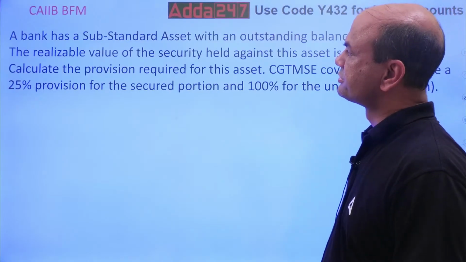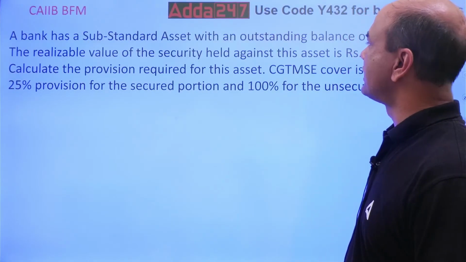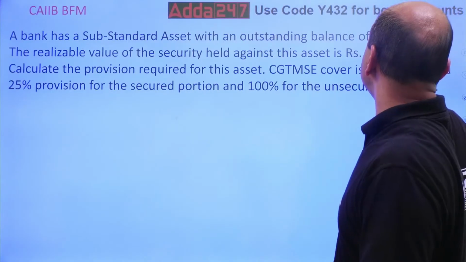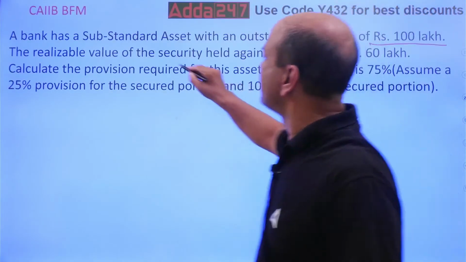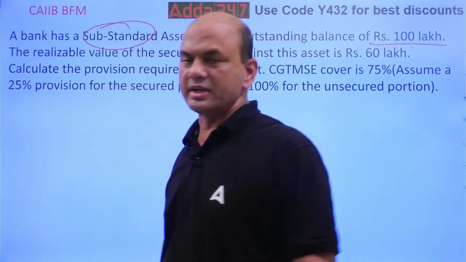Next. A bank has a substandard asset with an outstanding balance of rupees 100 lakhs. Substandard is already mentioned, it's SS.